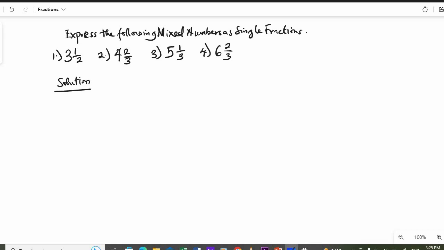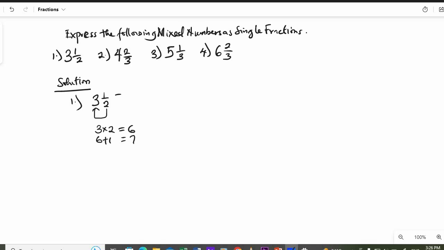Okay, now, the first one, let's listen carefully, pay attention. In order to change this mixed number to a single fraction, what we first do is to multiply the denominator by the whole number part. That's 3 times 2, which gives us 6. And then we take this 6 and add it with the numerator right here. That's 6 plus 1. It gives us 7.